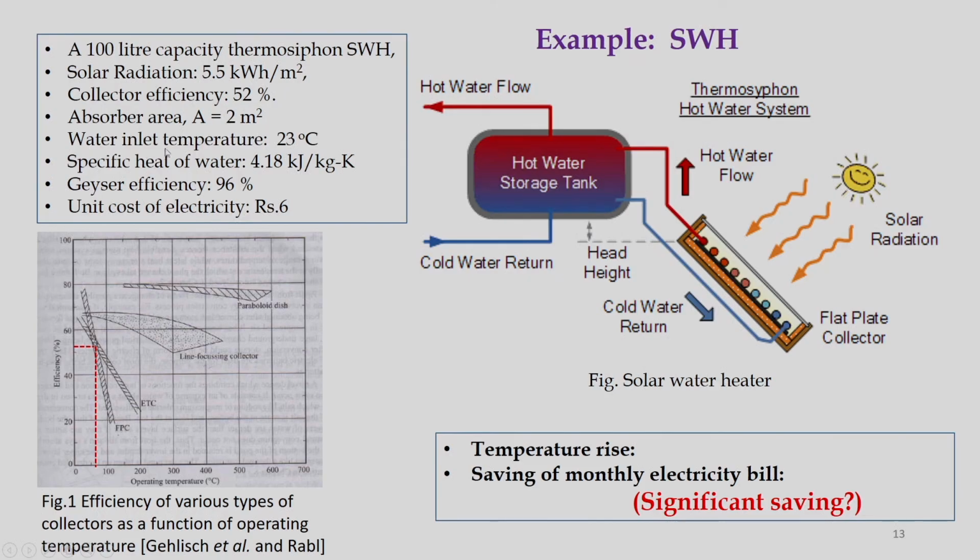And water inlet temperature is about 23 degrees C, because this is the ambient temperature. So, cold water will be introduced and hot water will be collected once it passes through this solar water heating system. And also, as you know, specific heat of water is 4.18 kilojoule per kg per Kelvin, and geyser efficiency is 96%, and unit cost of electricity, that is 1 kilowatt hour, is ₹6.